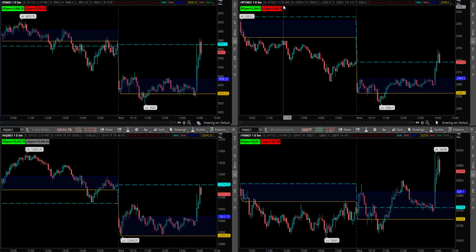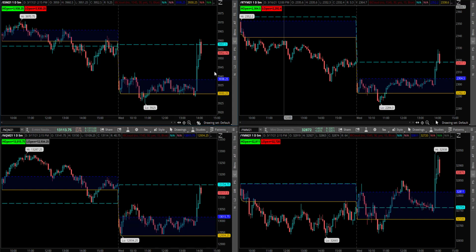We had a sizable down gap this morning, so we just made it back to the prior day's closing price in the S&P and the NASDAQ and the Russell. The Dow's been a little bit stronger today, but we are holding above where we opened this morning, and we are heading into the afternoon session.